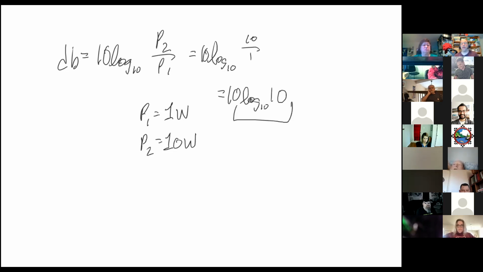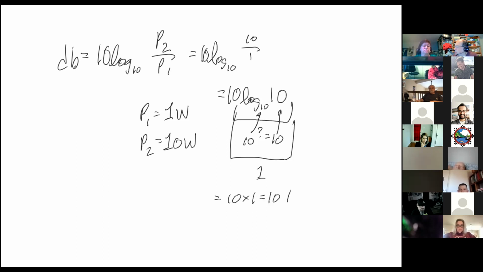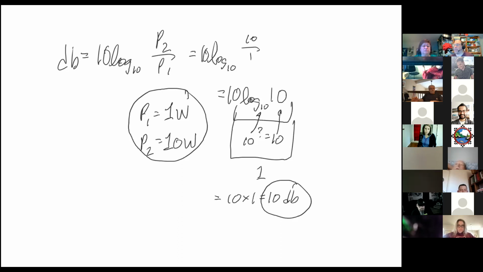So now we just have to look at that and say, okay, what is the definition of a log again? It's the power to which the base, which is 10, has to be raised to get the result. So 10 to the what power is 10? 10 to the first power. So this whole log is 1. So we have 10 times 1 equals 10. So basically, if we increase our power by a factor of 10, that is an increase of 10 decibels. That's one of the fundamental things to know.